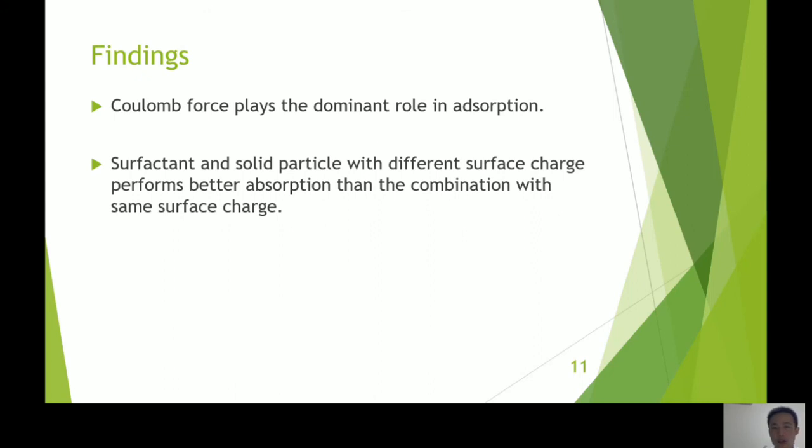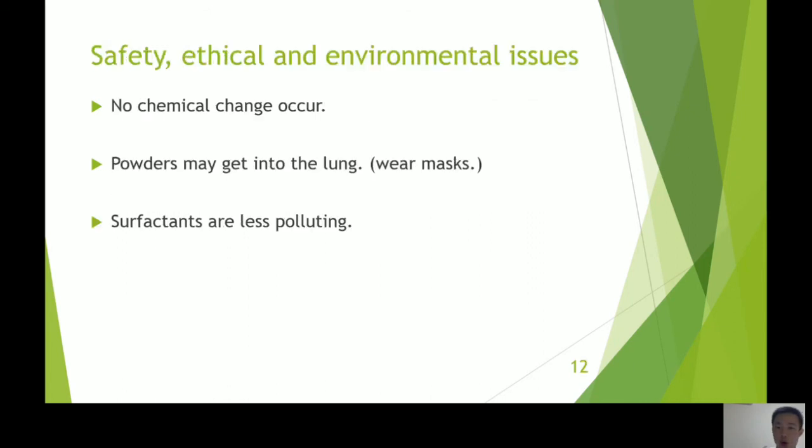Actually, my research has not achieved my objectives yet, due to the limited access to the Abbe refractometer and the limited time. However, I still have some findings. For instance, Coulomb's force plays the dominant role in adsorption, which means that surfactants and solid particles with different surface charges show better adsorption than combinations with the same charge.